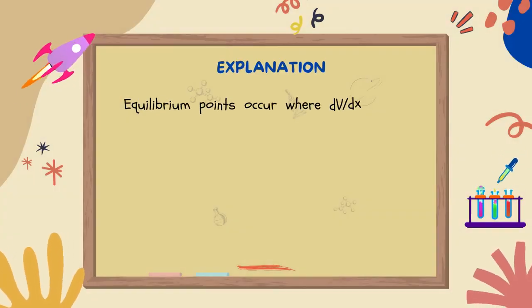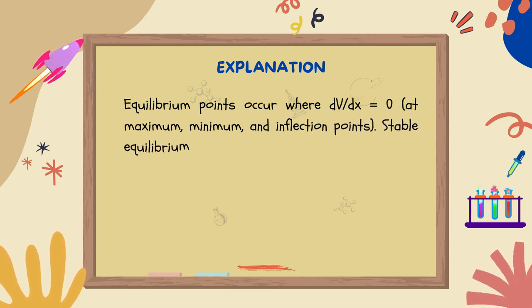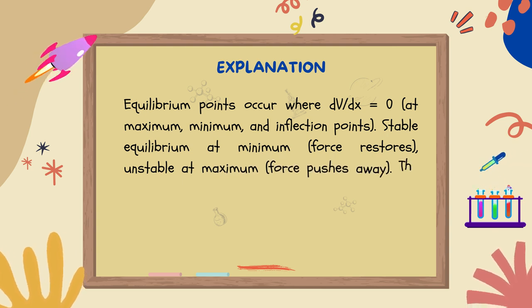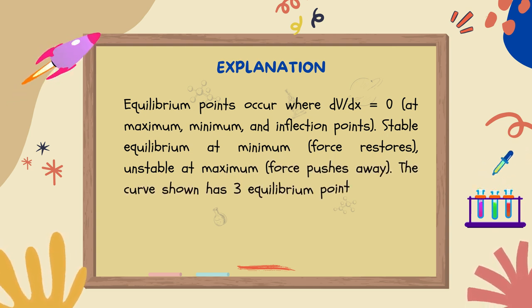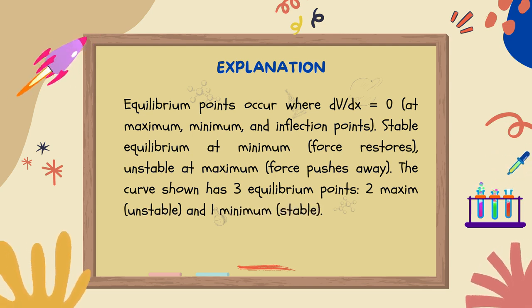Explanation: equilibrium points occur where dV divided by dx equals 0. Stable equilibrium at a minimum, unstable at a maximum. The curve shown has 3 equilibrium points, 2 maximum unstable and 1 minimum stable.